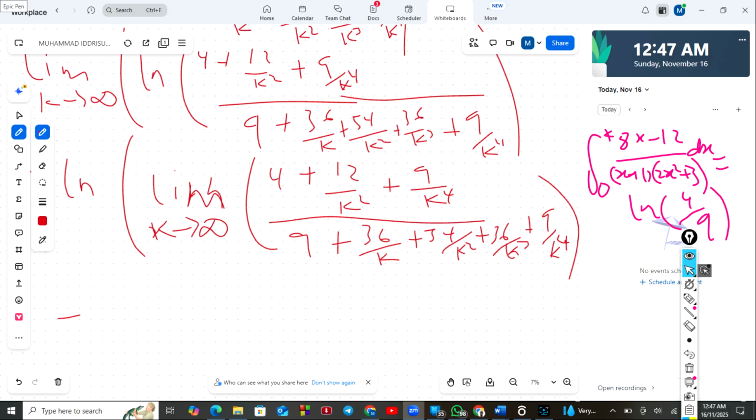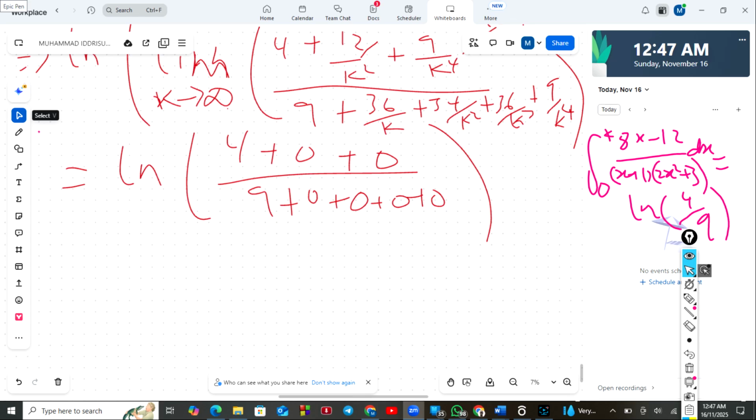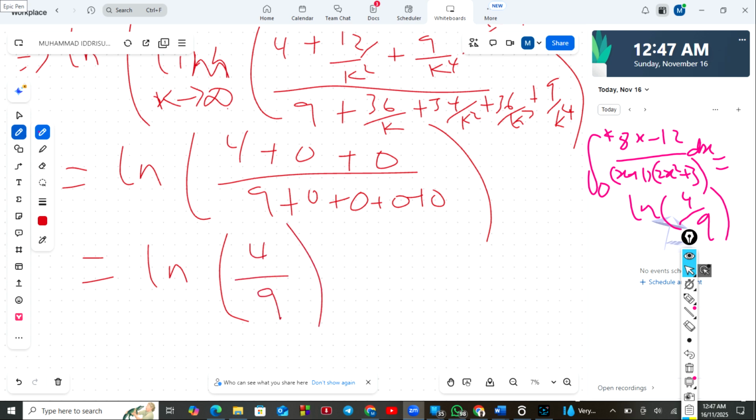So if we apply the laws of limits, since k is approaching infinity, all fractional values of k will go to 0. So this will be approaching 0, this will be approaching 0. So we now have 4 plus 0 plus 0 all over 9 plus 0 plus 0 plus 0 plus 0. Okay, so we are getting there. So finally we have 4 plus 0 plus 0, so it's just 4 over 9, and we have shown that this is actually true. So that is it for the first question.